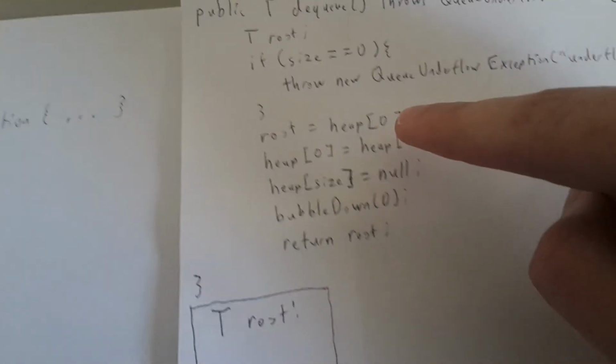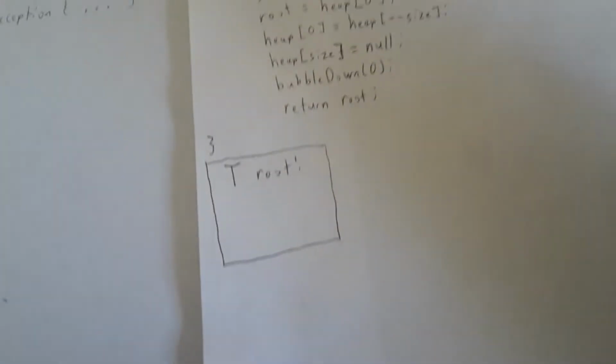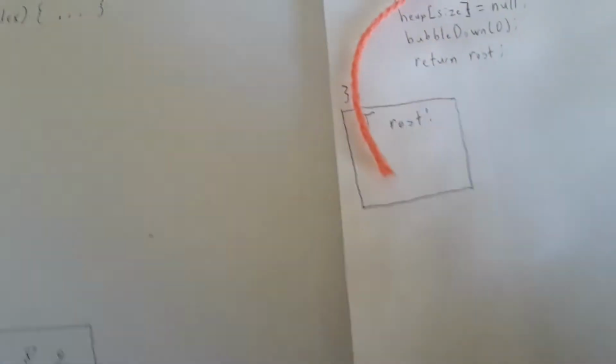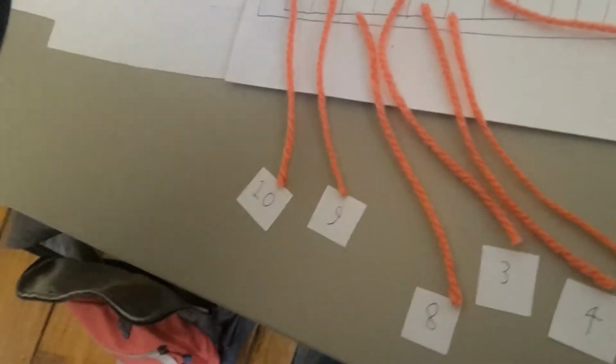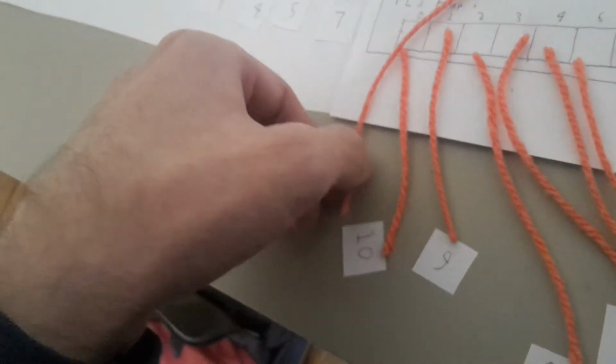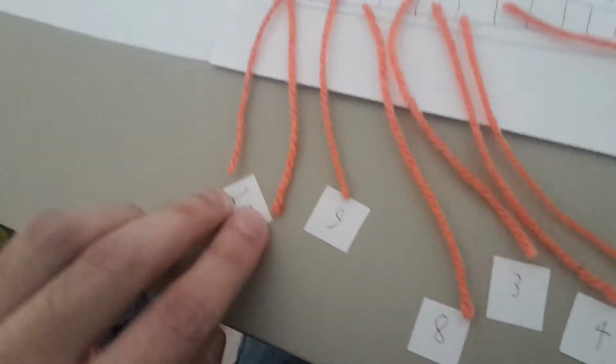We're going to say root is equal to heap[0]. So I'm going to set this yarn so we can set that variable. So heap[0] is at 10, so let's set that. Let's connect them up. There we go.